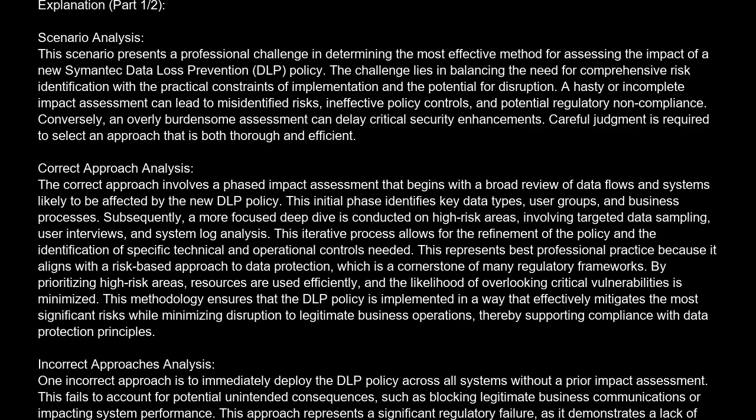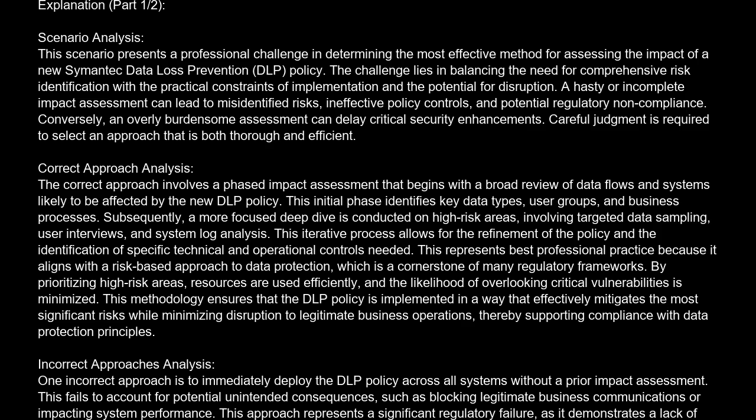Explanation. Scenario analysis. This scenario presents a professional challenge in determining the most effective method for assessing the impact of a new Symantec data loss prevention (DLP) policy. The challenge lies in balancing the need for comprehensive risk identification with the practical constraints of implementation and the potential for disruption. A hasty or incomplete impact assessment can lead to misidentified risks, ineffective policy controls, and potential regulatory noncompliance. Conversely, an overly burdensome assessment can delay critical security enhancements. Careful judgment is required to select an approach that is both thorough and efficient.